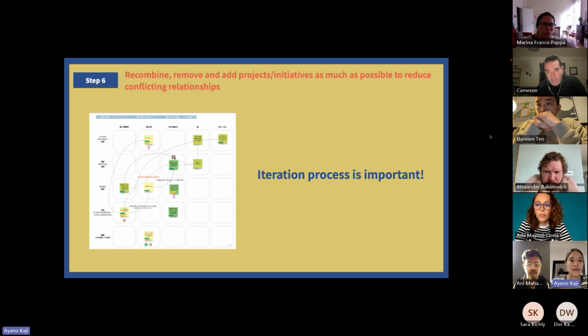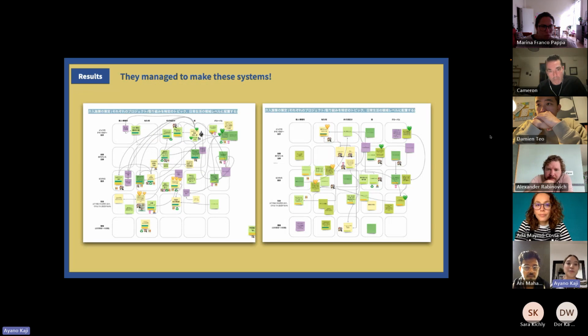Then this is the final step. Recombine, remove, and add project initiatives as much as possible to reduce conflict relationships. I told participants iteration process is more important than perfection. Then finally, they managed to make these systems. And I think this works better than before the workshop because participants could imagine what happened in multiple layers and sections, and they could be conscious of the impact and relationship of each initiative.